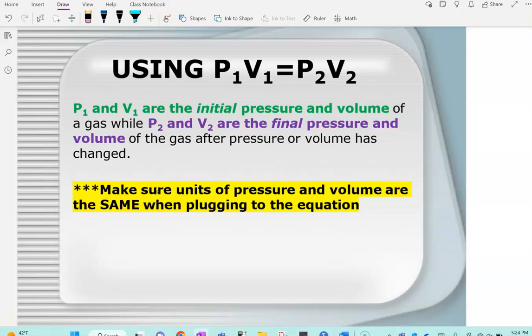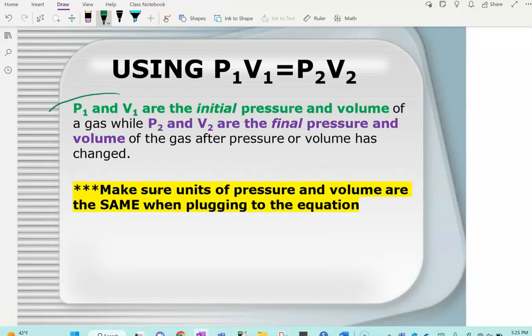Okay, so I'm continuing from where I left off in the previous video. Now we are going to do some calculations using Boyle's law: P1V1 equals P2V2. Again, this is assuming that the temperature and the amount, the number of moles, molecules, atoms, is being kept constant or the same.